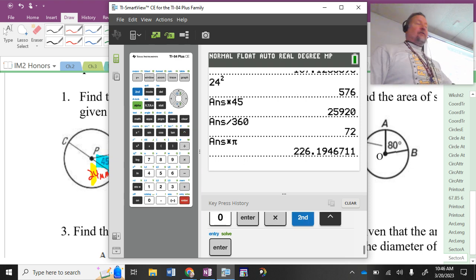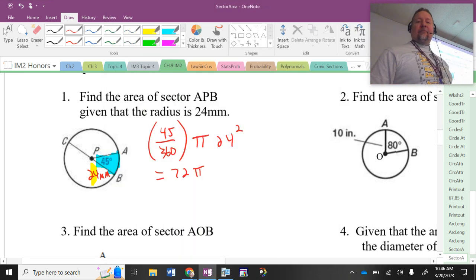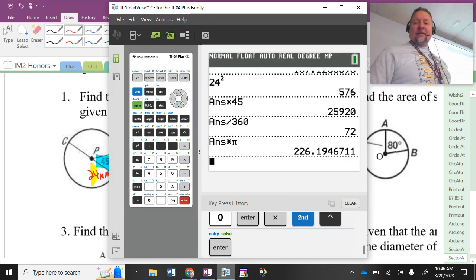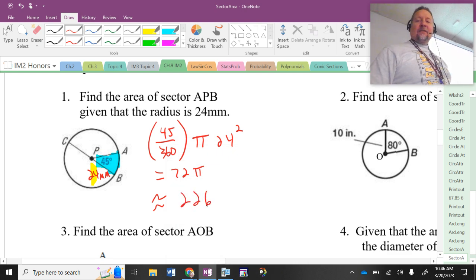See, is anyone checking with their calculator out there? Anyone? Am I getting the same answers? This is another reason I ain't perfect. I'm far from it, believe me. I make mistakes, man. I make mistakes all the time. 226.19. All right. And then it's millimeters squared.